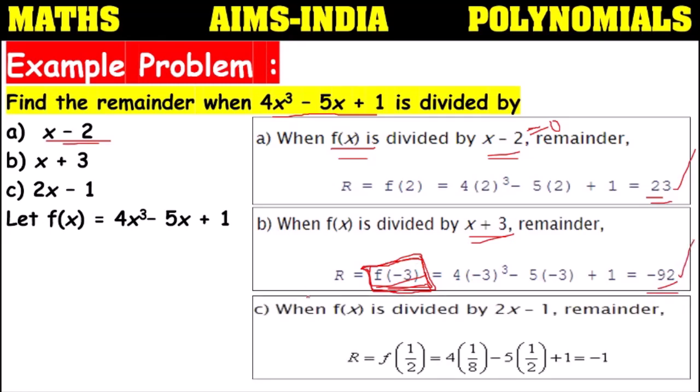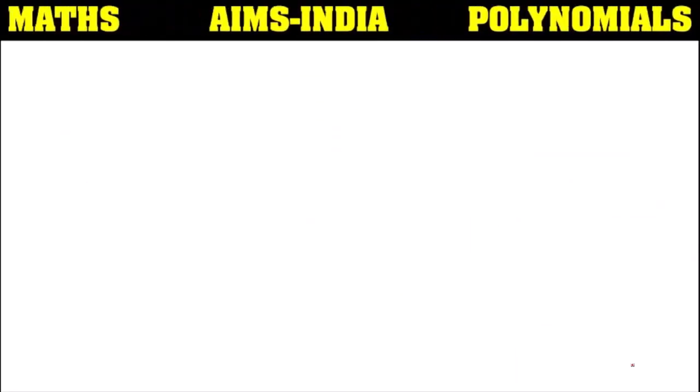In the third case, 2x minus 1. So minus 1 will go to that side, plus 1, and 2 will go to that side, 1 by 2. So the remainder will be at x equal to 1 by 2. We have to keep the values, then after simplification, the value we will get is minus 1. So we will come across these types of problems regarding the remainder theorem. Let's see one more example.